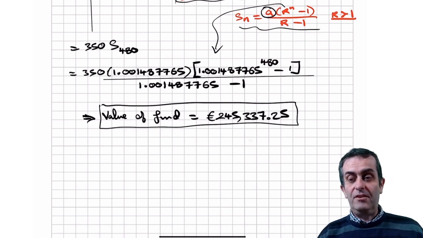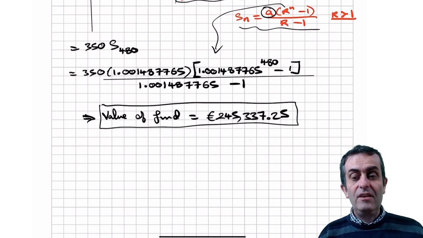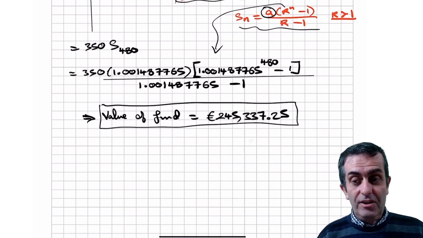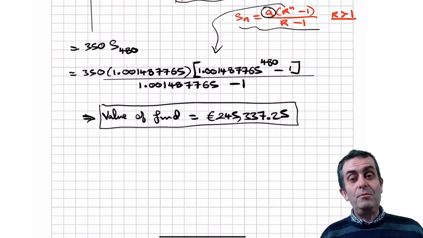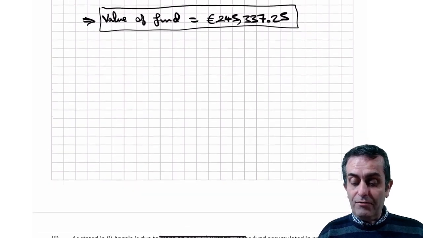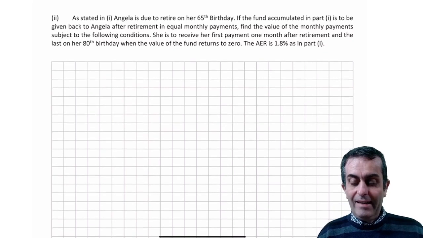So up until she retires, Angela is paying into this fund. She is a regular saver. Now, obviously in part 2, we're going to look at the situation after Angela has retired. So now she's going to be taking money back out of this pot, at a given rate. So let's read the next part of the question.